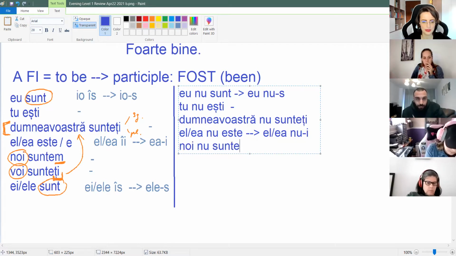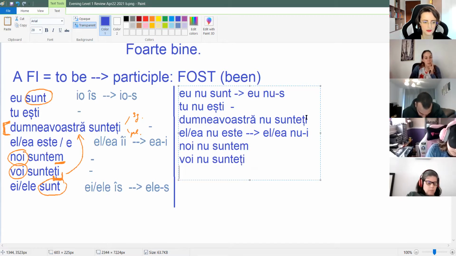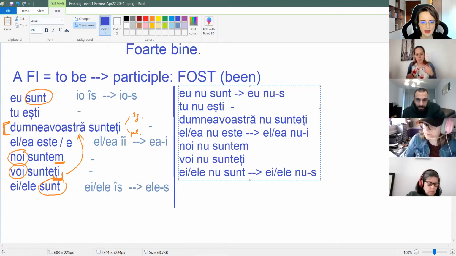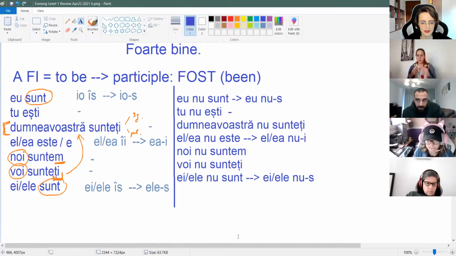Noi nu suntem. Voi nu sunteți. See, these don't have short forms. And finally, ele nu sunt. And the short form is nus. The same as the first one. Your sound is a bit low, Laura, so I have trouble understanding what you're saying. Okay, good, wonderful.